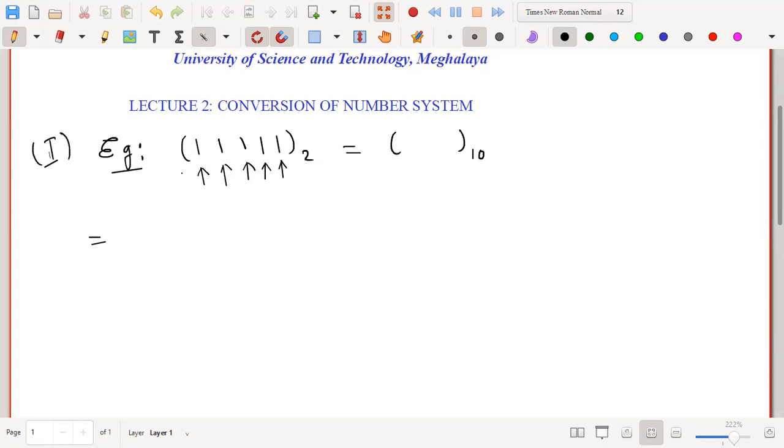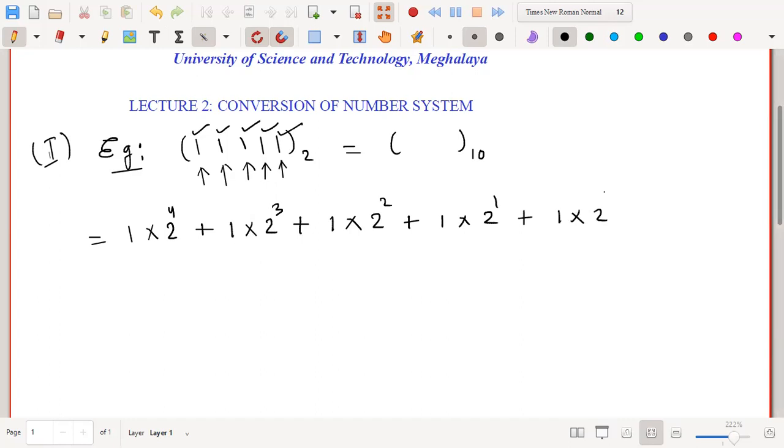Let me show you here. Let me start writing. The MSD is 1, so we have 1 into 2 to the power 4 plus the next one. This is also 1, so this is 1 into 2 to the power 3 plus, then this one, also 1 into 2 to the power 2 plus, then this one, 1 into 2 to the power 1 plus, then the rightmost one, that is 1 into 2 to the power 0.